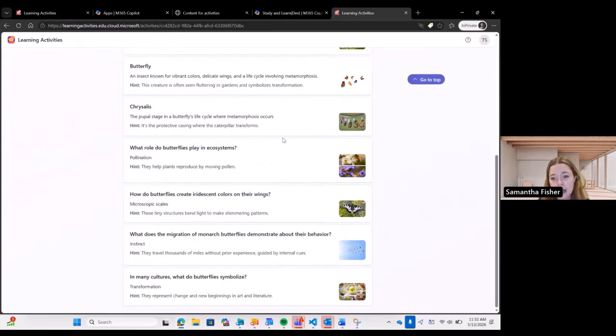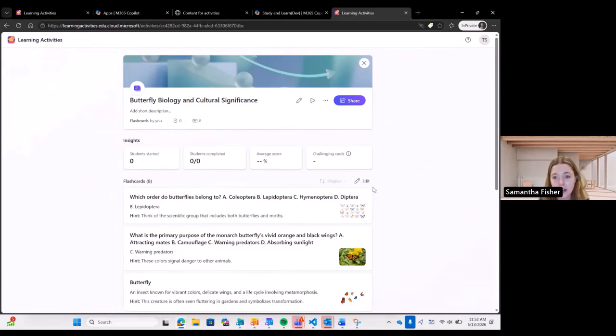And then I can go through and make any changes I want here. But that's what it looks like. And again, students of any age can practice these if they're shared by their educator.